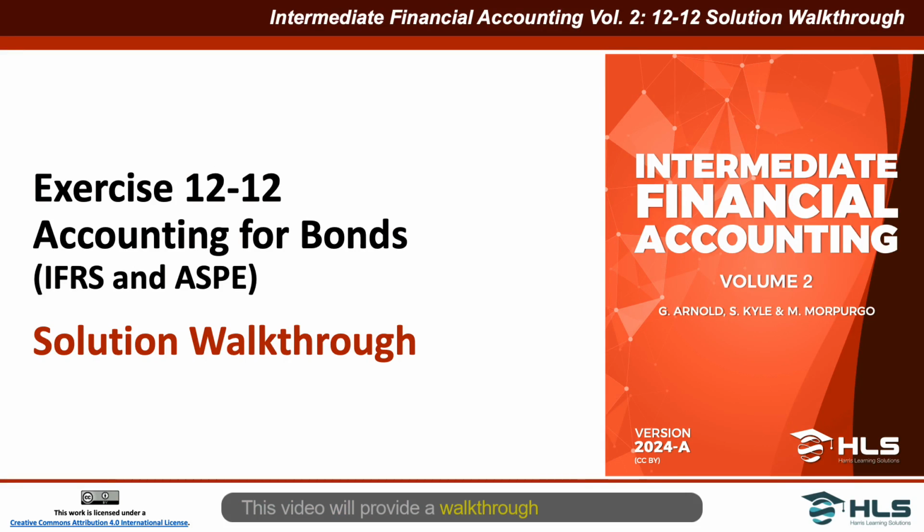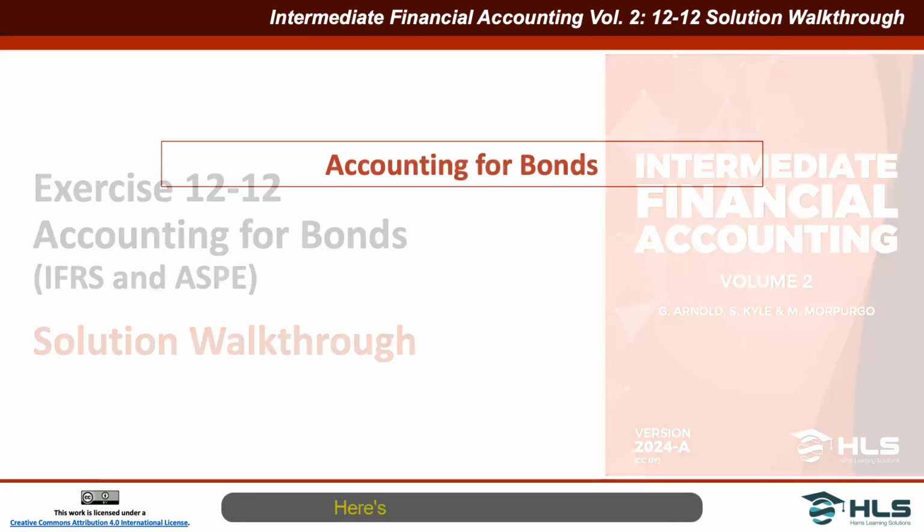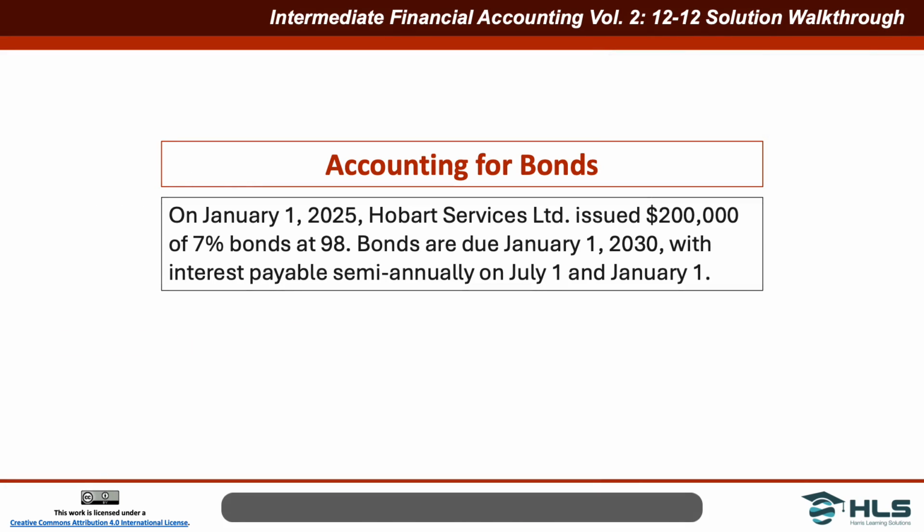This video will provide a walkthrough to the solution for exercise 1212, which focuses on accounting for bonds under both IFRS and ASPE. Here's the data for our problem. On January 1st, 2025, Hobart Services issued $200,000 of 7% bonds at 98. The bonds are due on January 1st, 2030, with interest payable semi-annually on July 1st and January 1st. There are 5 requirements for this problem.